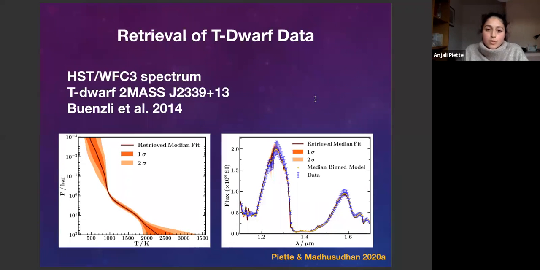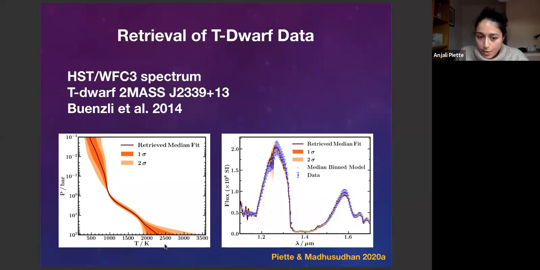So now I'll move on to a retrieval we did for a real data set. This is data for 2MASS 2339+13, which is a T4.5 dwarf from Bernsley et al. 2014, and we chose this brown dwarf because it shows very, very little variability. So ideally, not so much effect of clouds in the spectrum.